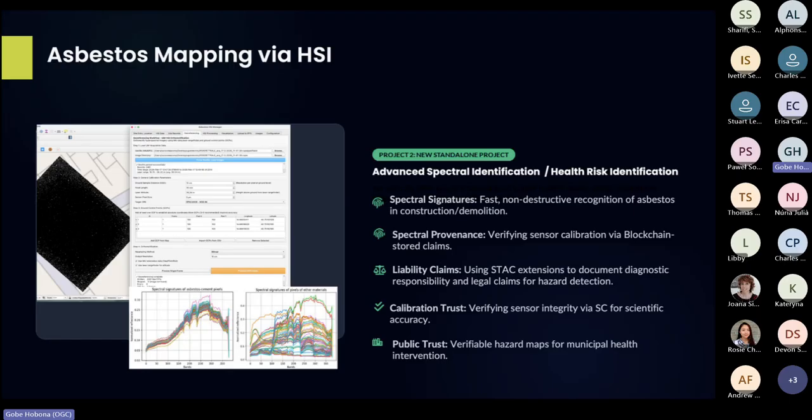So spectral provenance for the sensor calibration, liability claims to document the diagnostic responsibility and the legal claims for the hazard, and calibration trust, again for scientific accuracy and public trust, because this kind of thing then requires a municipality intervention, so you need the legal basis. Here, below, is a bad picture, but there is the cadastral data, so you know exactly. It's not a very good example, but it shows where the different bits and pieces of asbestos are, so you can say, okay, this is here, you have 1 centimeter, 10 square centimeters, 1 square meter here, in the property of person A, B, C or company or whatever it is. Next.